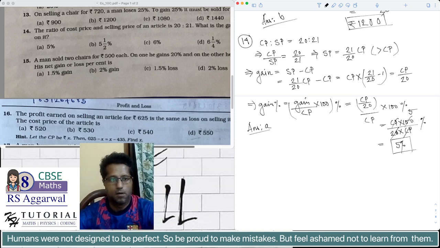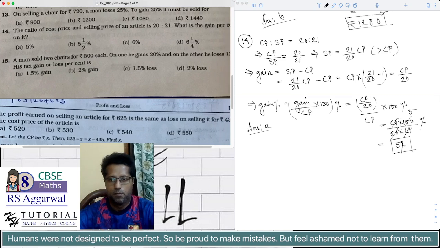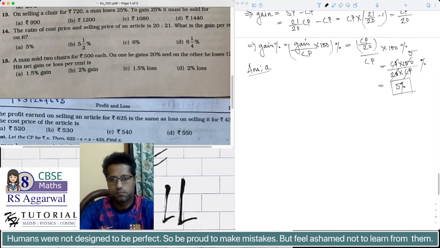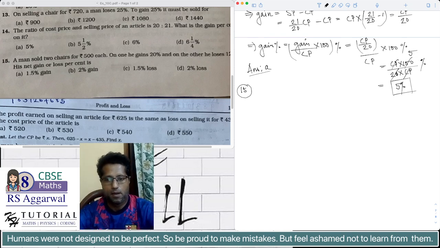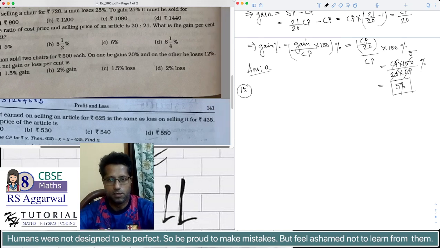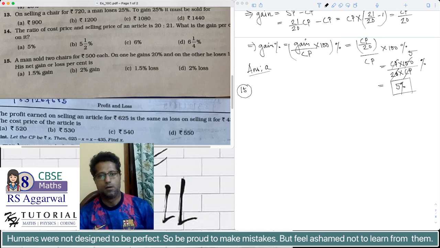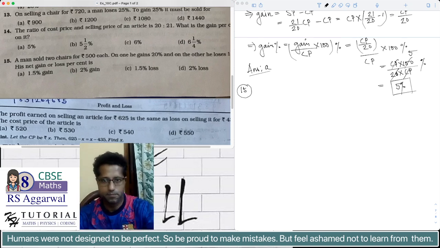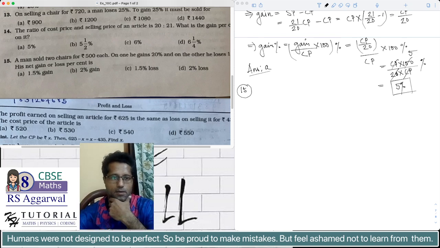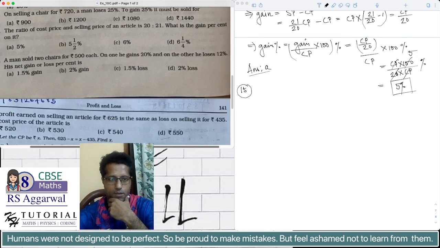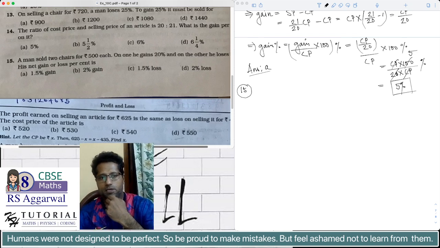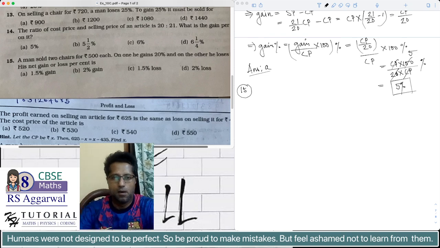Let's do question number 15. A man sold two chairs for rupees 500 each. On one he gains 20%, and on the other he loses 12%. His net gain or loss percentage? So the gain percent and the loss percent is given individually for the two chairs, but the selling price for each of the two chairs is the same, which is 500.